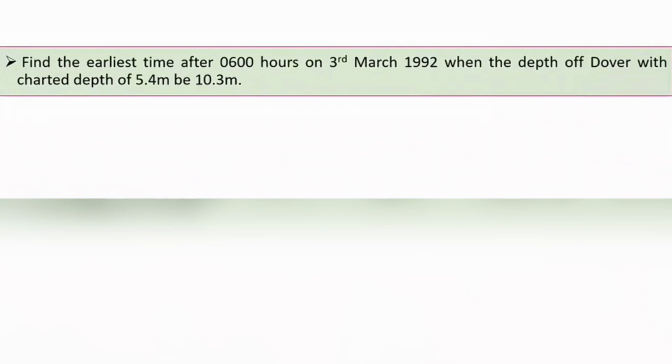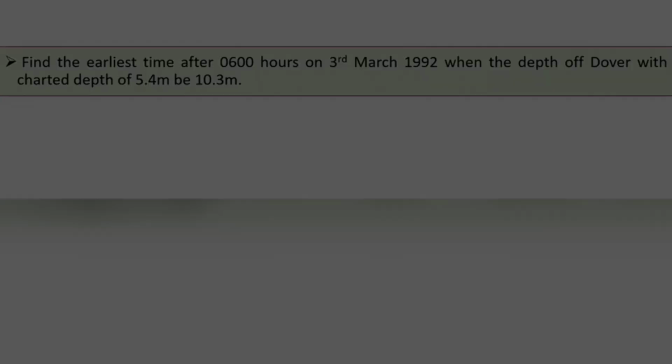I think we can now run through a couple of more examples. Find the earliest time after 0600 hours on 3rd March 1992 when the depth of Dover with charted depth 5.4 meters be 10.3 meters. That means when will the depth be 10.3 meters at a place where the charted depth happens to be 5.4 meters.